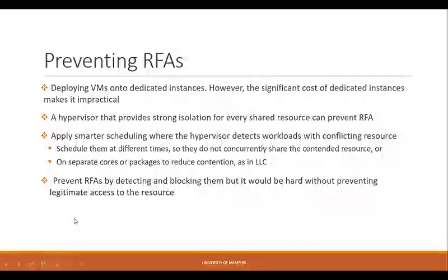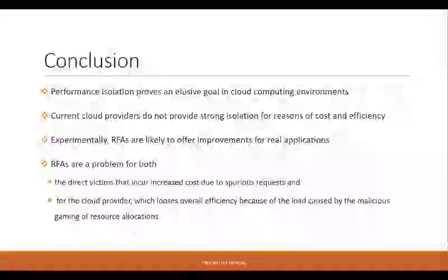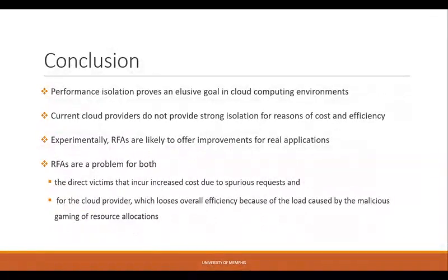Also, if you can detect this kind of attack, RFA attacks, and prevent them, that would be perfect. But unfortunately, this is not the case because you will need to prevent some legitimate traffic to do this. So the conclusion here is that performance isolation proves an elusive goal in cloud computing environments. Current cloud providers' hypervisors do not provide strong isolation for reasons of cost and efficiency. As we have just seen, RFAs are feasible experimentally. They can be implemented in real life.